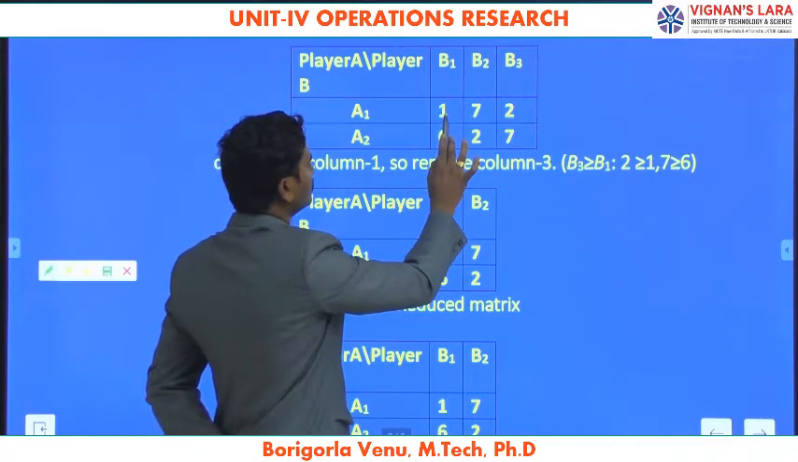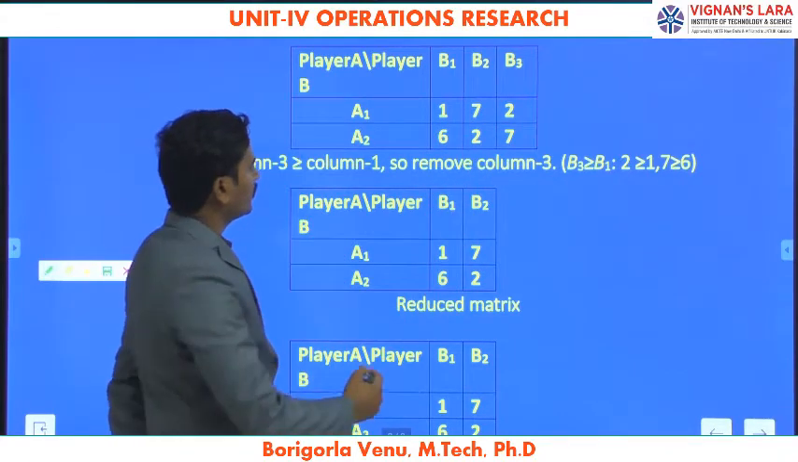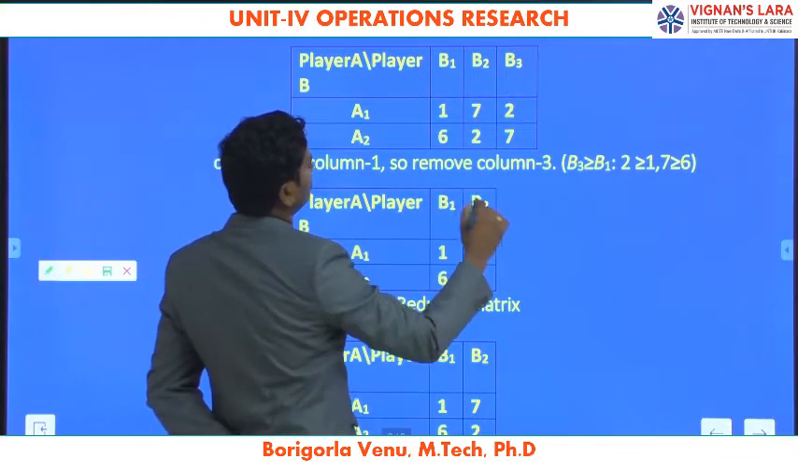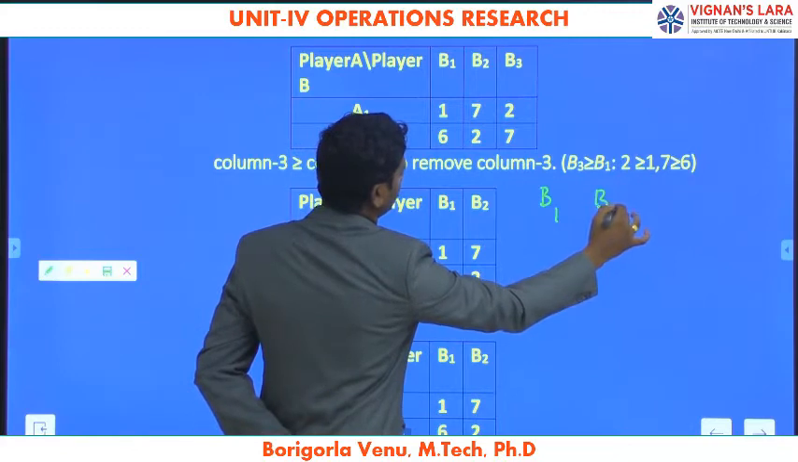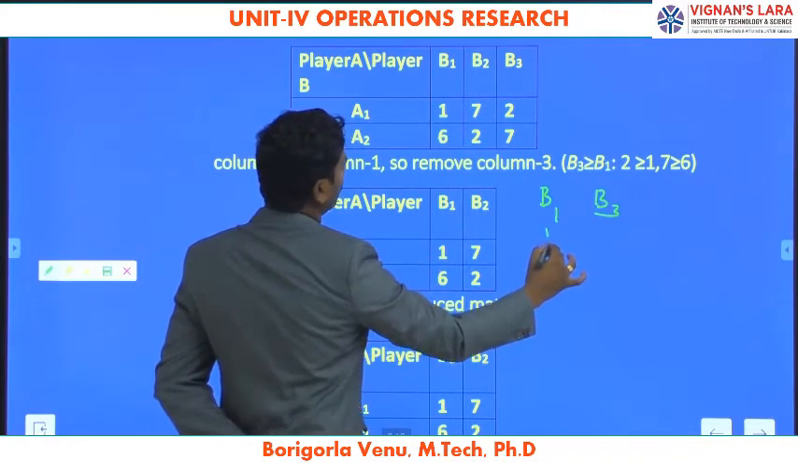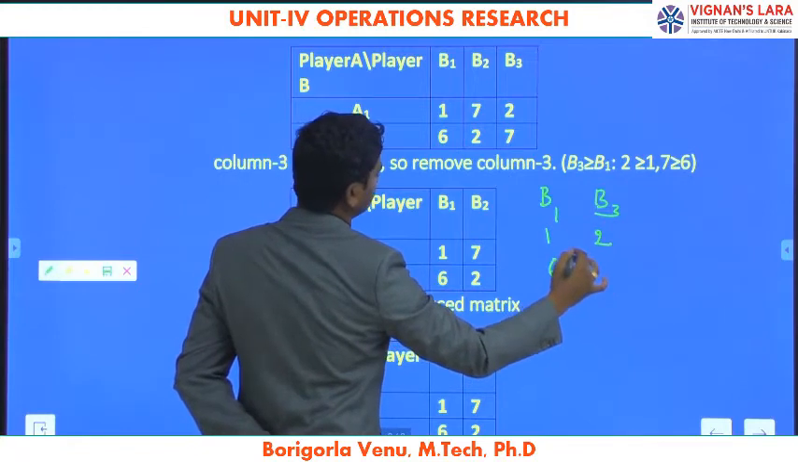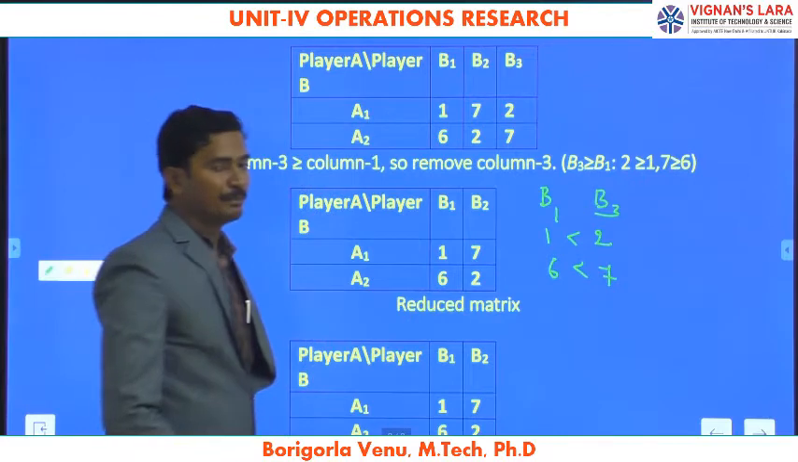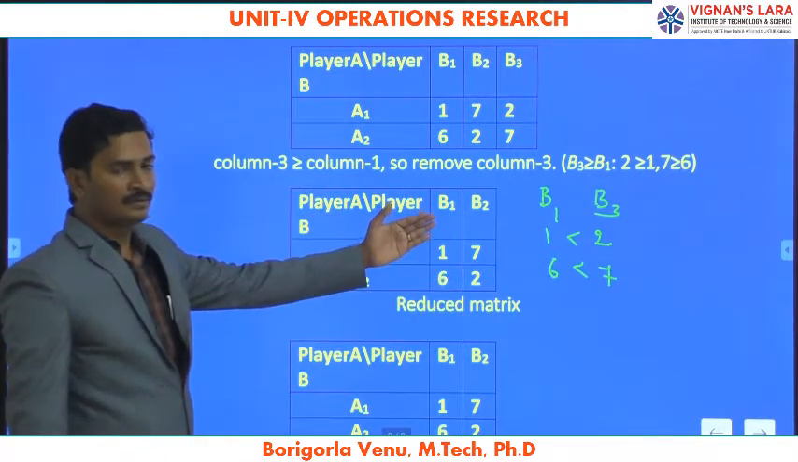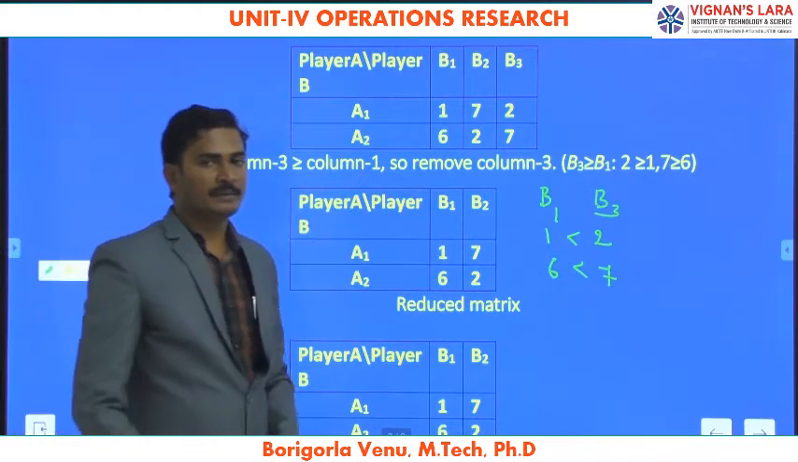Next, similarly, I am going to check another: 2, 1, 2, 6, 7. Here we have some dominance. So I am going to take B1 and B3 and compare B1, B3. At B1 we have 1, at B3 the value is 2; B1 6, B3 7. Here B1 is less than B3, so B3 dominates B1. It means B1 is dominated by B3.